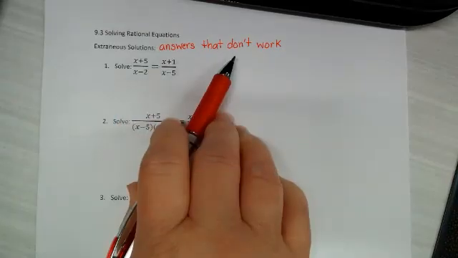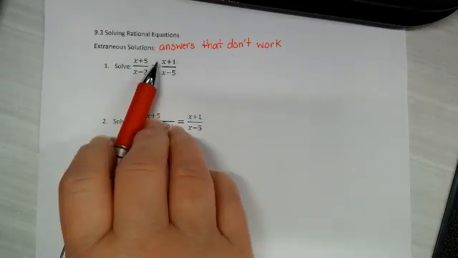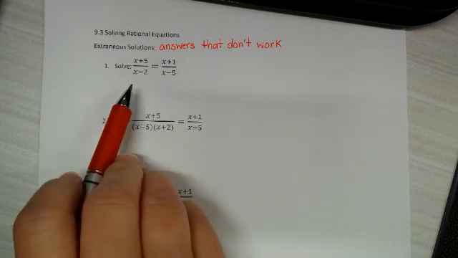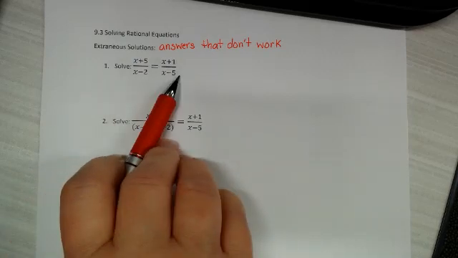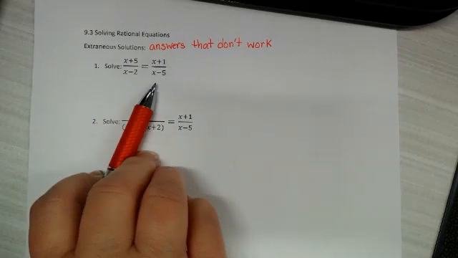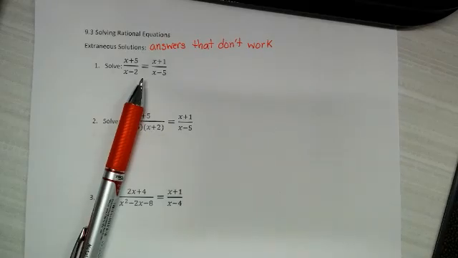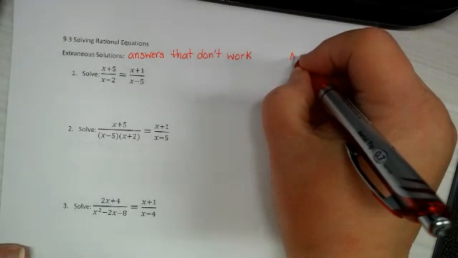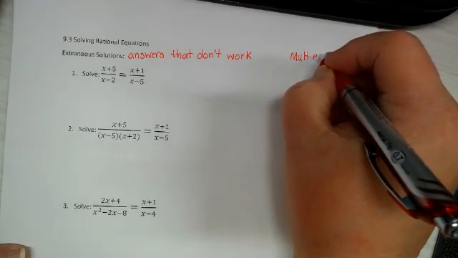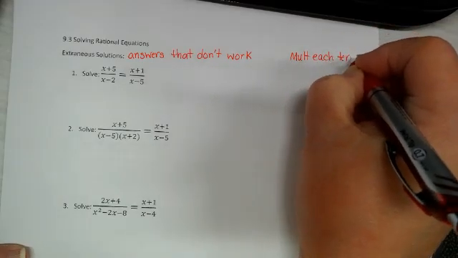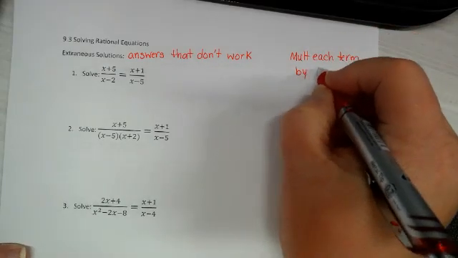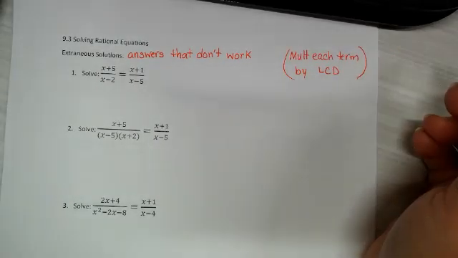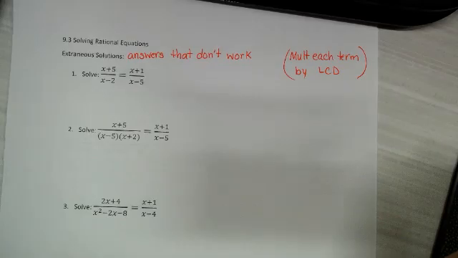So we get an answer and we think, oh, cool. Then we would realize, oh, no, that's not allowed to be an answer. It's one of the restricted values. So when we solve our rational equations, the best way to solve equations that have fractions in them is to multiply everything by a common denominator. Multiply each term by the least common denominator. That's going to eliminate all your fractions, and then you can breathe and just solve a regular equation.